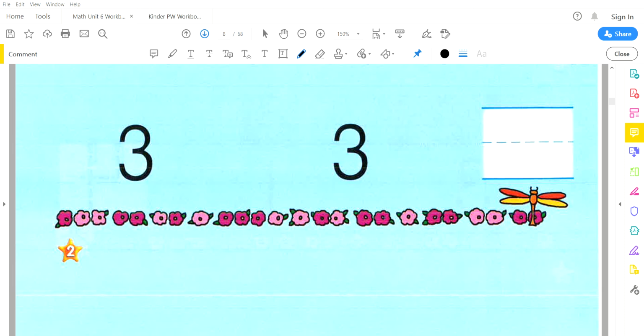Now we are going to look at how many are in all when we have 3 and 3 more. This time I'm going to draw polka dots. 1, 2, 3. Then I'm going to draw polka dots again over here. 1, 2, 3.